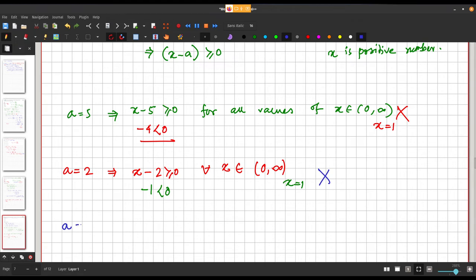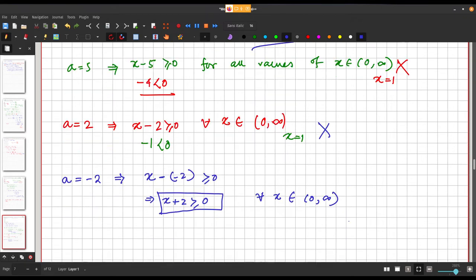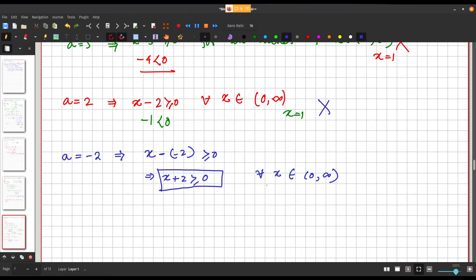Now let us check if for the value of a equal to minus 2, this holds true. For minus 2, this will become x plus 2 is greater than or equal to 0. Now, you can see that for all values of x in the interval 0 to infinity, this is true. X can be 0, then 2 will be greater than 0, x can be 1, then 3 will be greater than 0, and there are no points in this interval which does not follow this inequality.